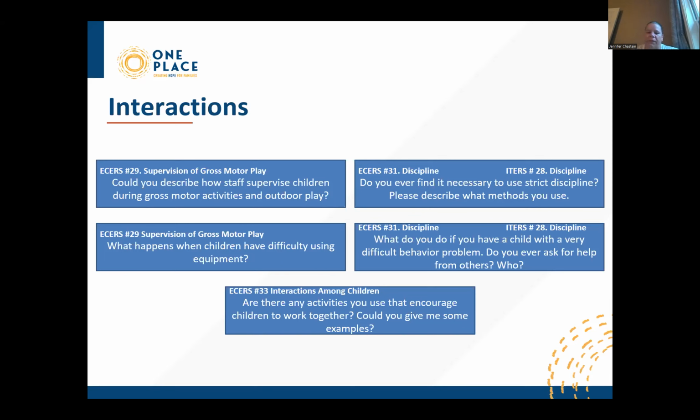And this next one for discipline, for Eckers, it's number 31. For ITERS, it's number 28. Do you ever find it necessary to use strict discipline? Please describe what methods you use. So strict discipline is never used. I know that kind of tricks people up a little bit. This is pretty much asking if we are hitting or kicking or strictly enforcing rules on the children.